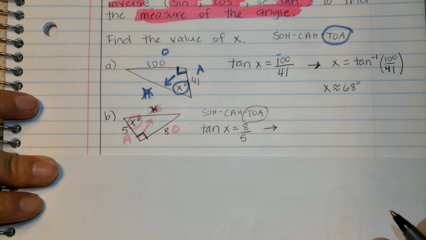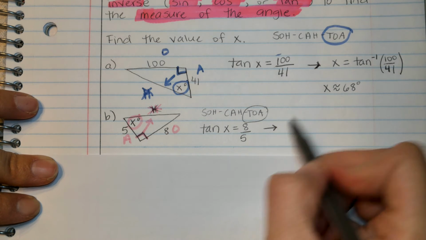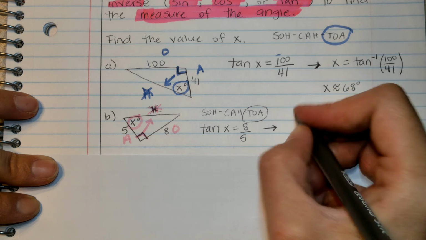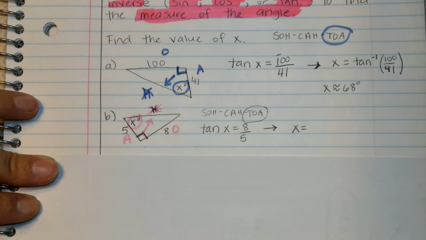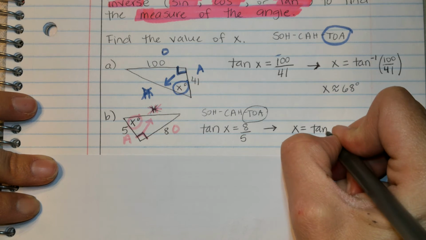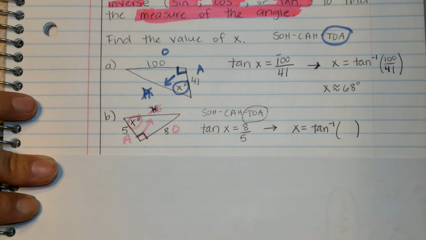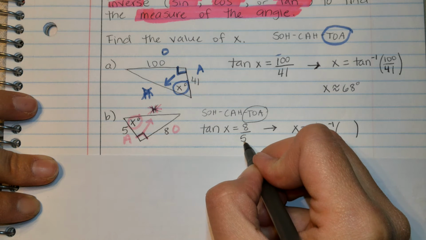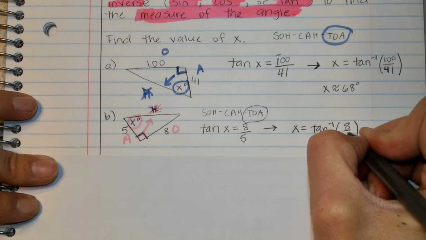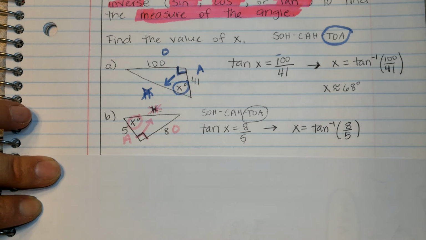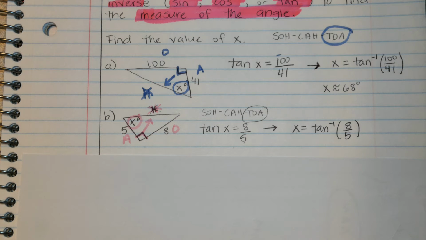And then go ahead and think about how you're going to go to the next part, like how we did up here. x equals, and then you put tan to the -1, inverse tan. Keep the ratio the same. I'm not changing anything. I'm just keeping it 8 over 5. Okay. And then use your calculator, either on the Chromebook or on your phone.